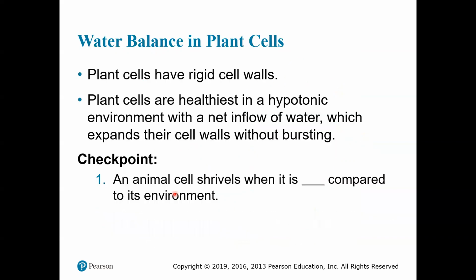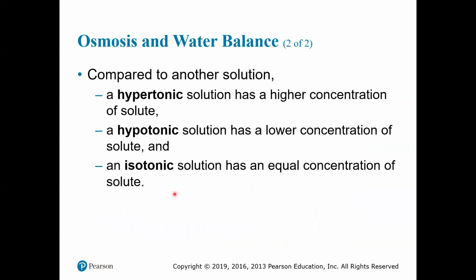Tonicity, I should have mentioned, is the comparison of the solutions to one another. So each of these is a type of tonicity. You can have a hypertonic tonicity, a hypotonic tonicity, and an isotonic tonicity. And it's important to know how those tonicities dictate the flow of water and how that affects the water balance in animal and plant cells.